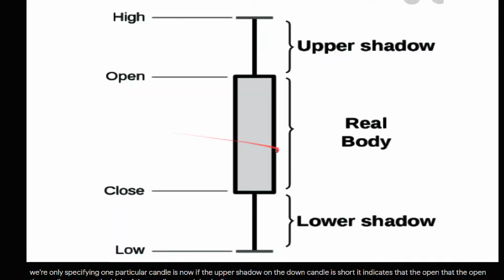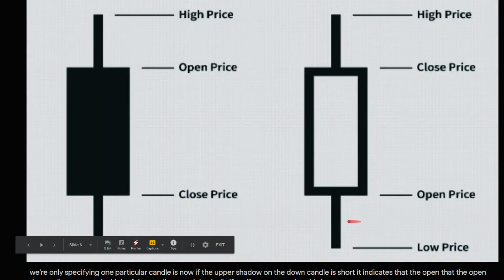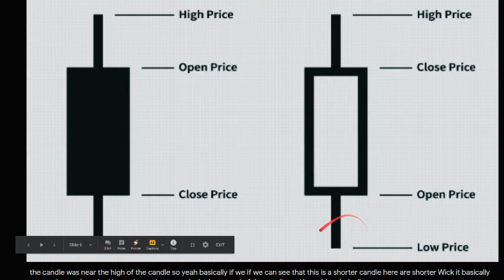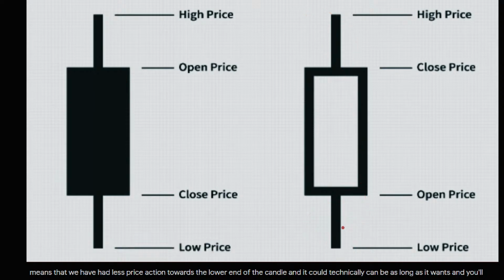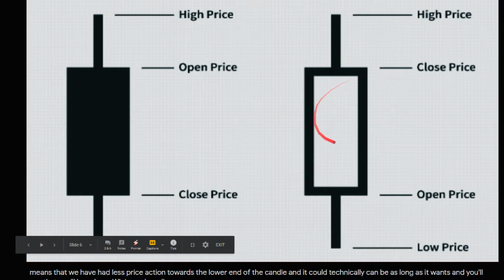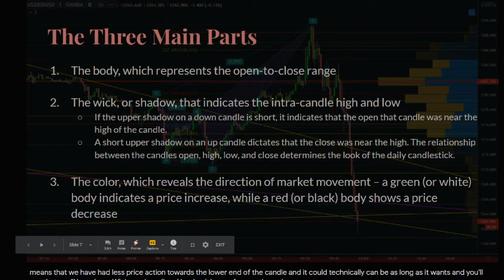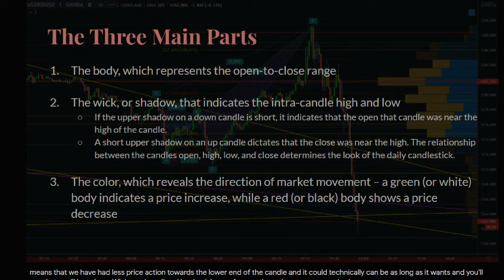So basically, if we can see that this is a shorter wick here, it basically means that we have had less price action towards the lower end of the candle, and it technically can be as long as it wants. And you'll see that you'll have large wicks and small inner bodies very frequently, or vice versa. A short upper shadow on an up candle dictates the close was near the high, and the relationship between the candle's open, high, low, and close determines the look of the daily candlestick.